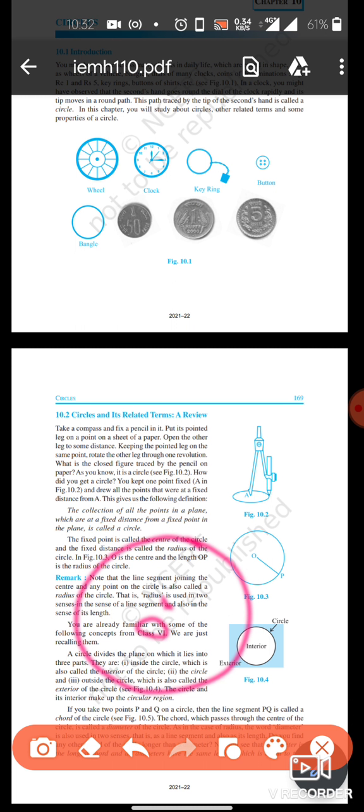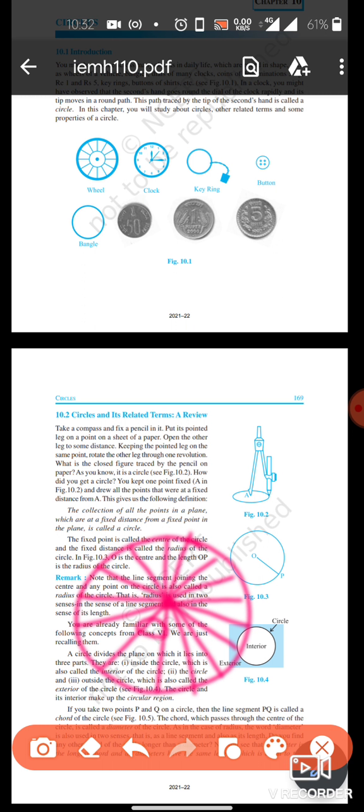Then when you have a center, you will have a radius also. So what is the radius of a circle? The fixed distance from the fixed point. Suppose this fixed point is your center, and from the center, the fixed distance to the circumference of the circle is known as the radius of a circle.